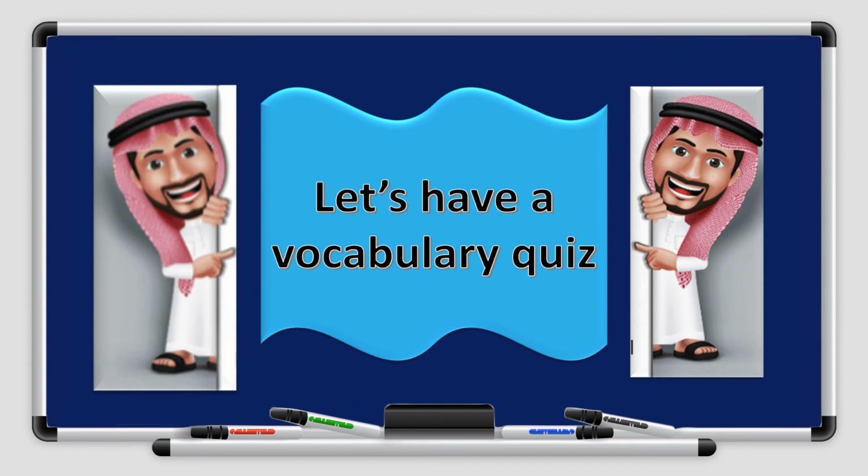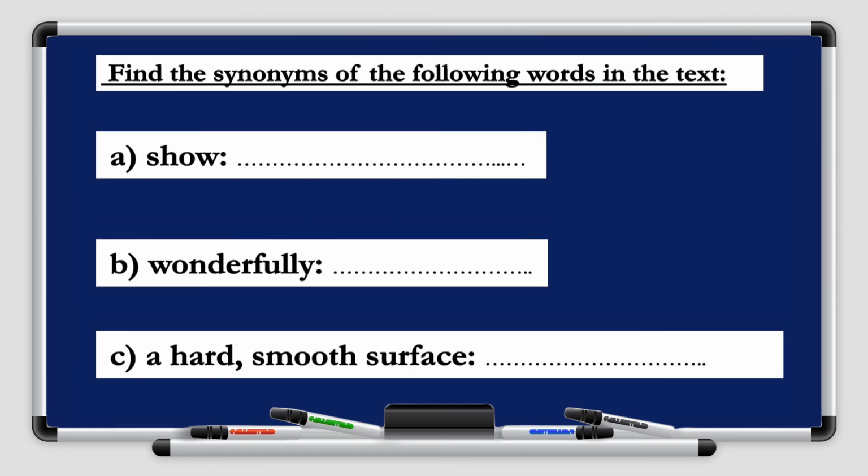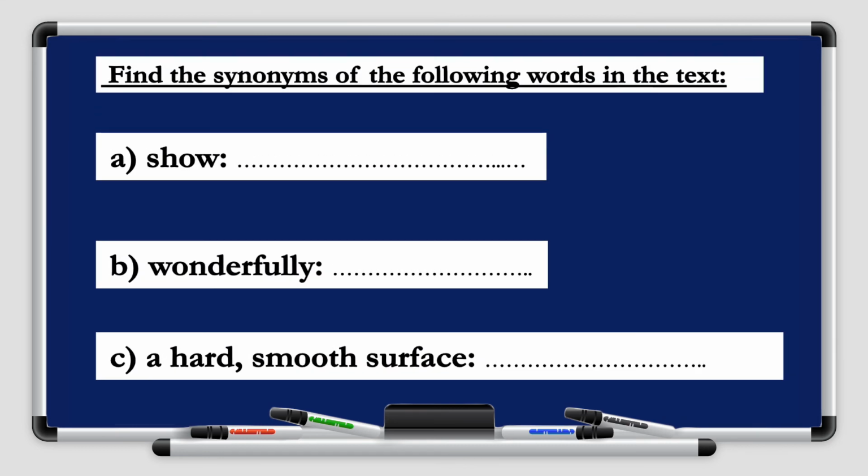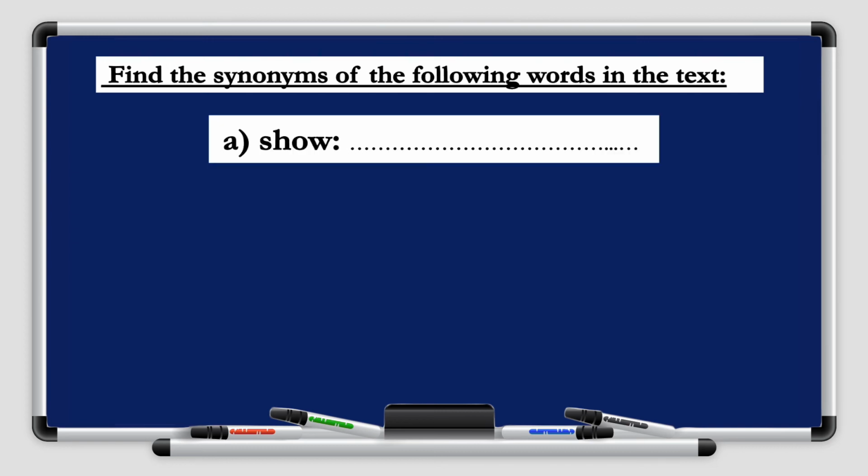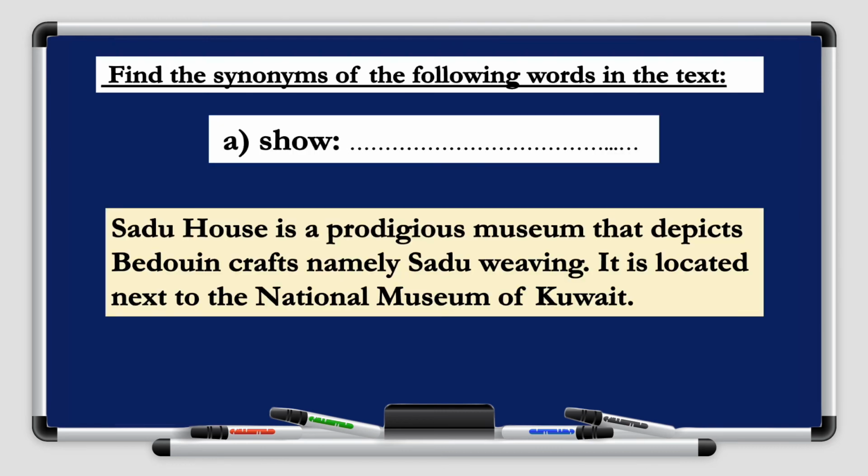You know what time it is? It is time to have a vocabulary quiz relating to Unit 6. Find the synonyms of the following words in the text. Show, wonderfully, a hard, smooth surface. Let's start with show. And the answer is right in front of you.